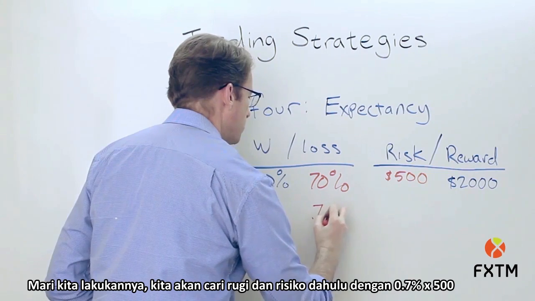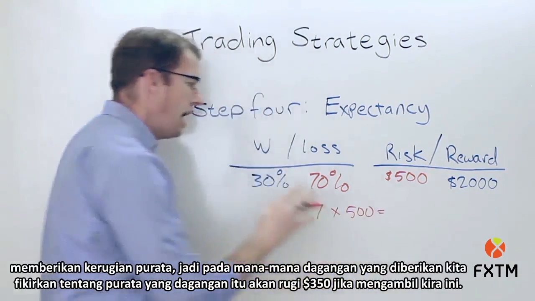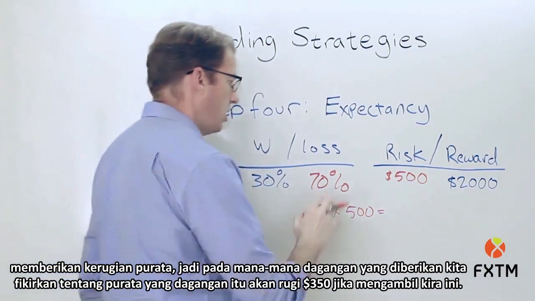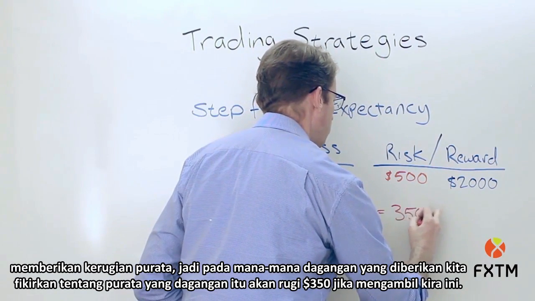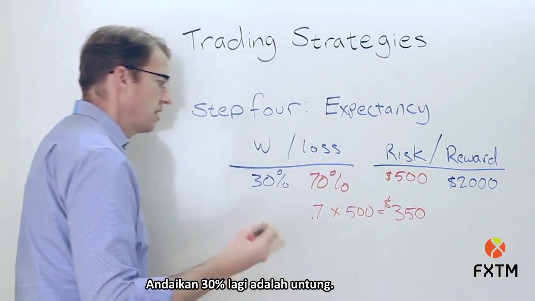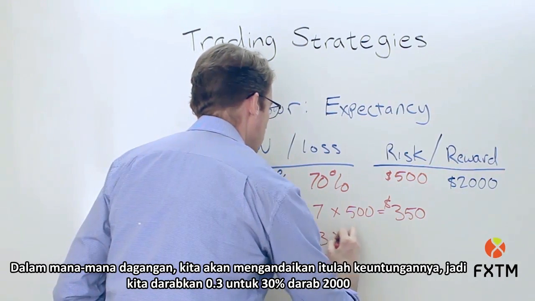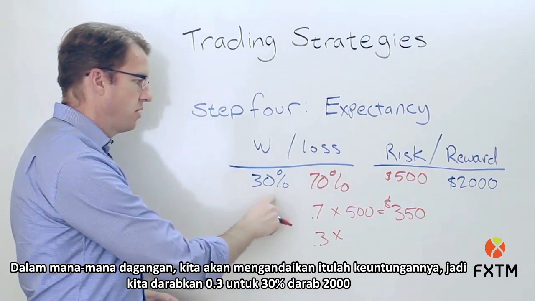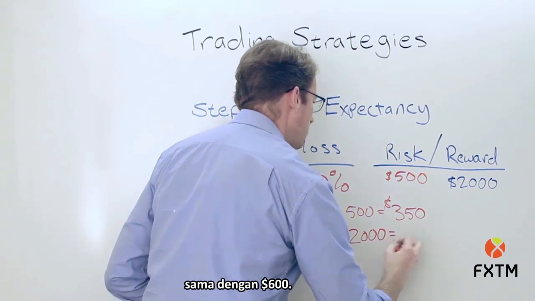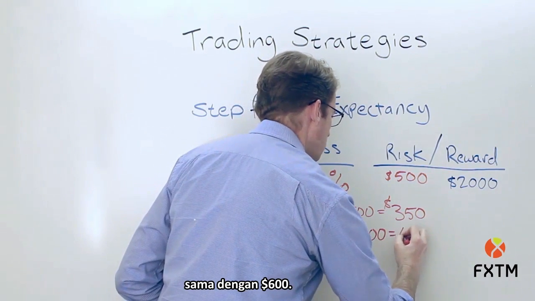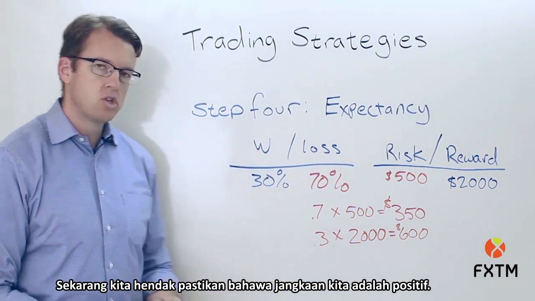So 0.7 for 70% times 500 gives us an average loss here. So on any given trade, we think on average that's going to lose $350, if we weight this, assuming that the other 30% are winners. All right, now in a given trade, we would assume that the winners, so we're going to multiply 0.3 for 30% times 2,000, equals $600.